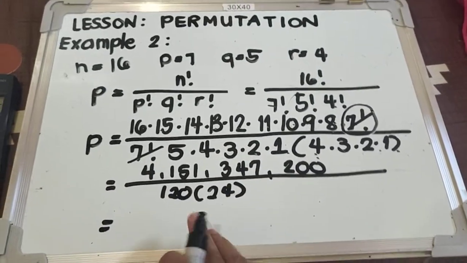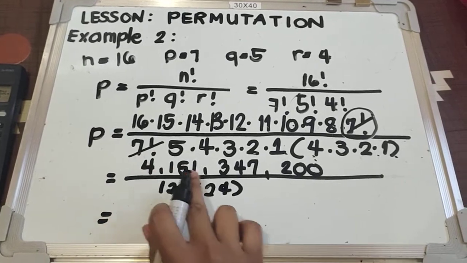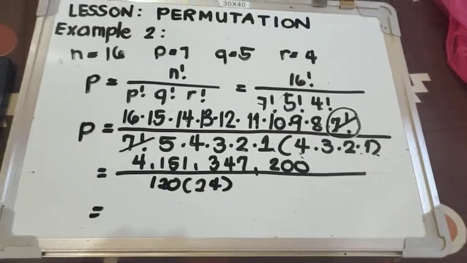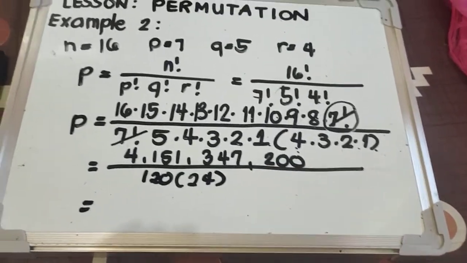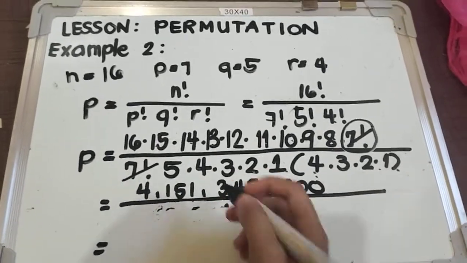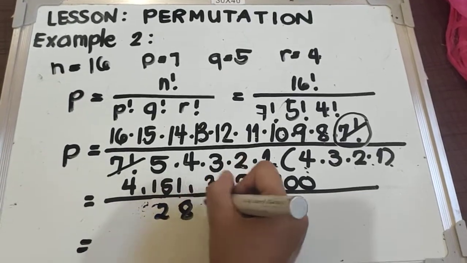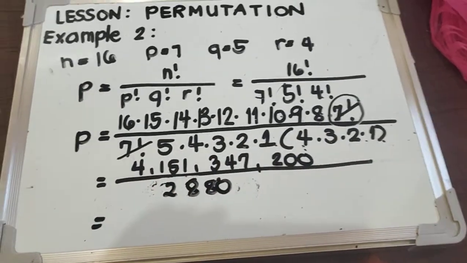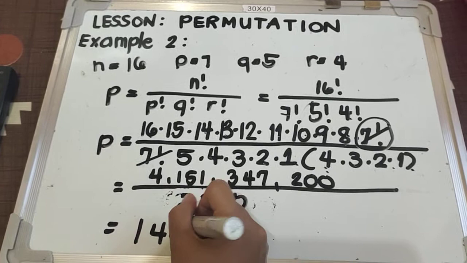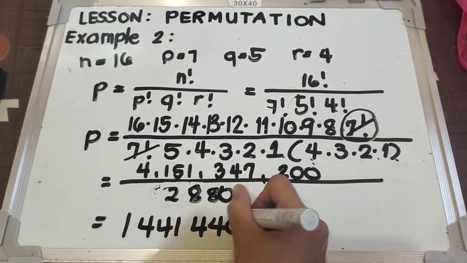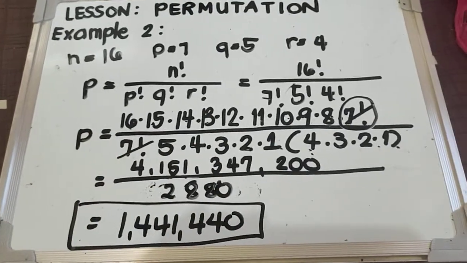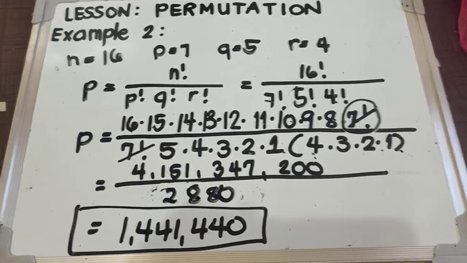So that is 4,151,347,200 divided by 120 times 24, which is equal to 2,880. So when you divide that, you will have 1,441,440. So your answer will be this one. So that is the first method that you can use in order for you to solve the problem.